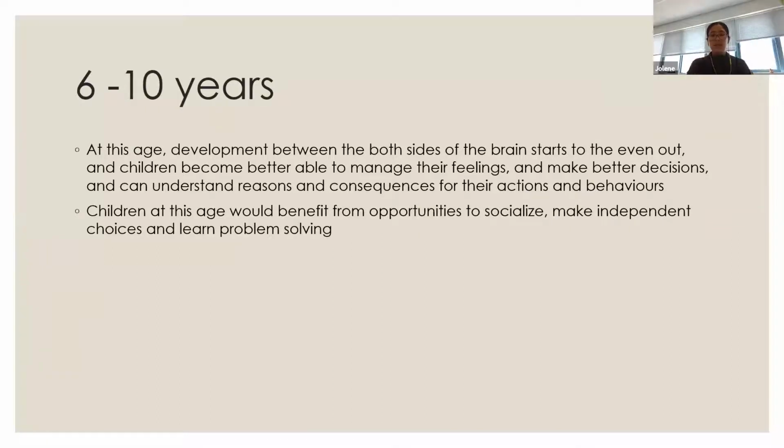So, and then we come to the 6 to 10 years. At this age, development between both sides of the brain starts to even out, and children are better able to manage their feelings and make decisions. At this stage, the rational part of the cortex is also a little more developed, so they are more able to do rational thinking and understand actions and consequences for behaviors.